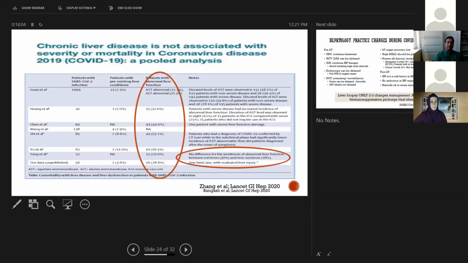This is a pooled analysis of all the papers that were published who had abnormal liver tests in COVID-19. And again, you can see that the range can be anywhere between 28 to a maximum of 53% of patients who can have abnormal liver tests. In this paper, there was no incidence of abnormal liver tests which was any different between survivors and non-survivors. And again, the authors basically concluded, you can look at the heading, that chronic liver disease is not associated with severity or mortality in COVID-19.